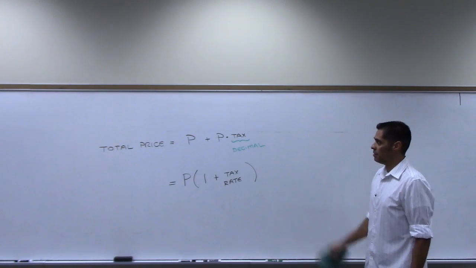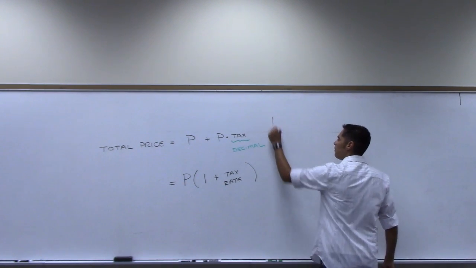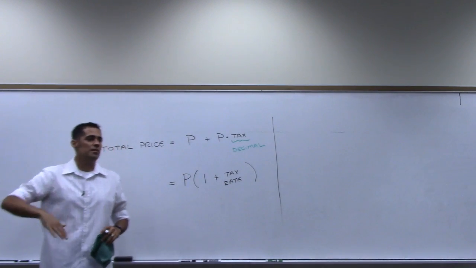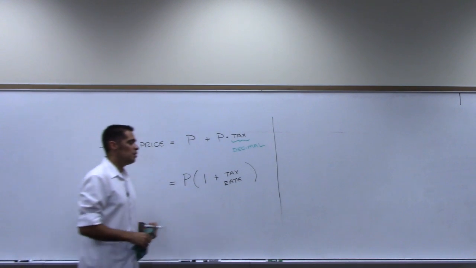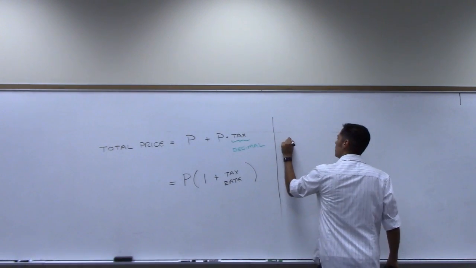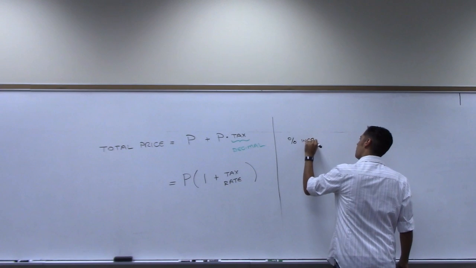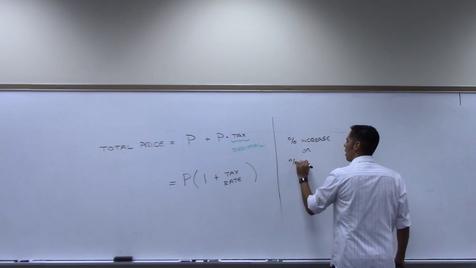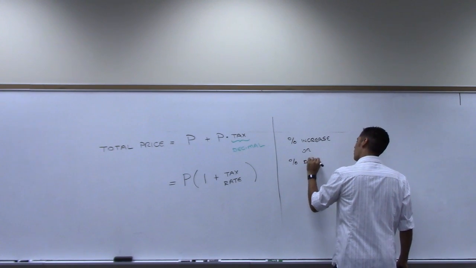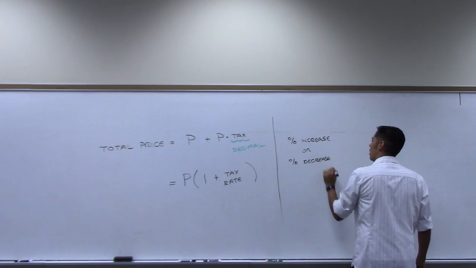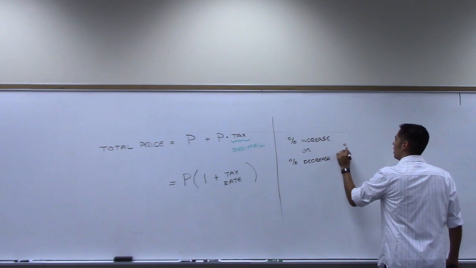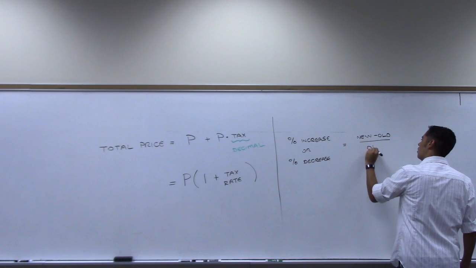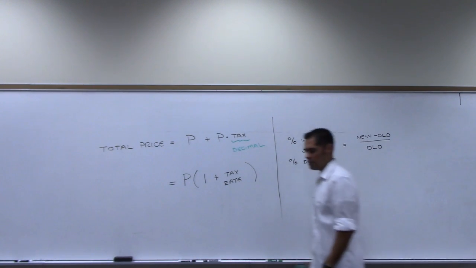All right, that's the first formula, and then a separate formula which is totally separate from this has to do with percent increases and decreases. So if you want to find the percent increase or percent decrease on the price of something, what you're going to do is take the new, subtract the old, divide it by the old. And we'll do an example and you'll see that in action.